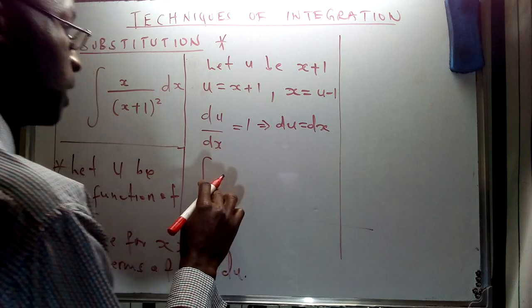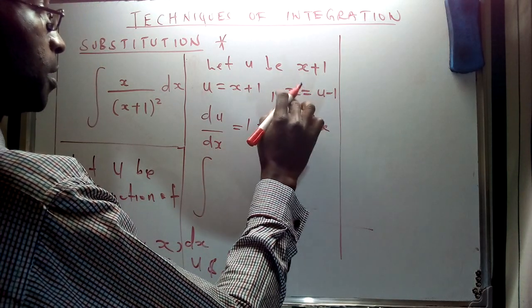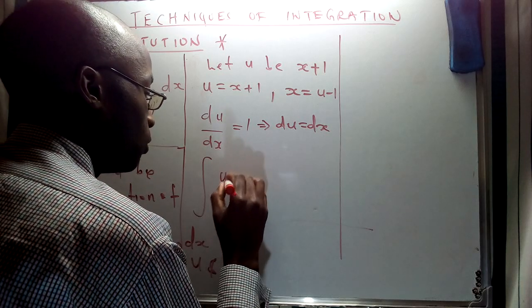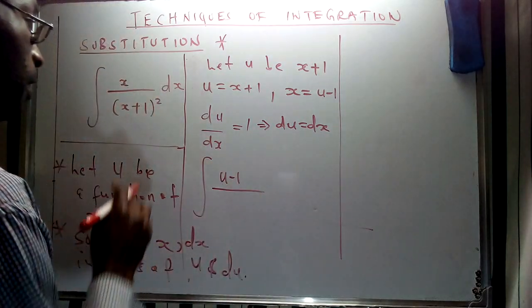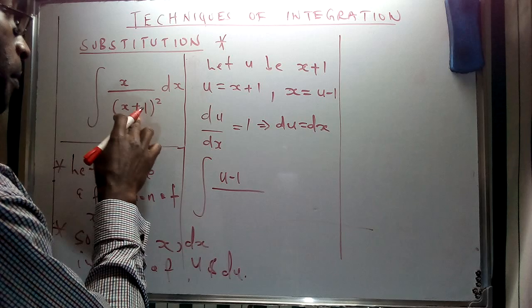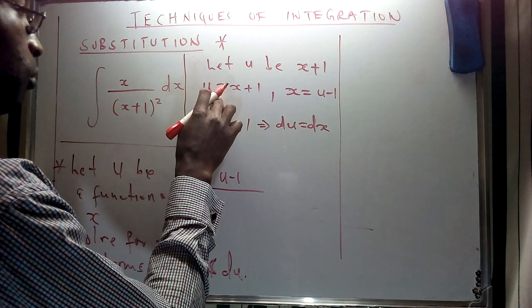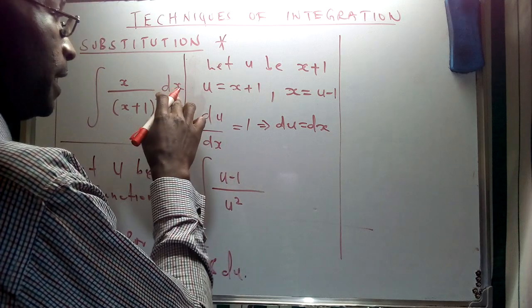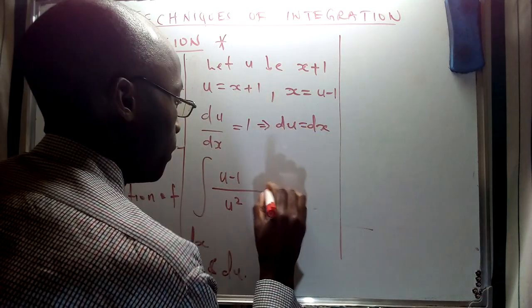And therefore, whenever we do this specific substitution for our integral, we're going to have the integral of x. We have found the value of x from this relationship to be u minus 1. So for our numerator, we're going to have u minus 1, all over the value for x plus 1, which as we said is u. So this is the square of u that is going to form our denominator, and dx is equivalent to du in this case.